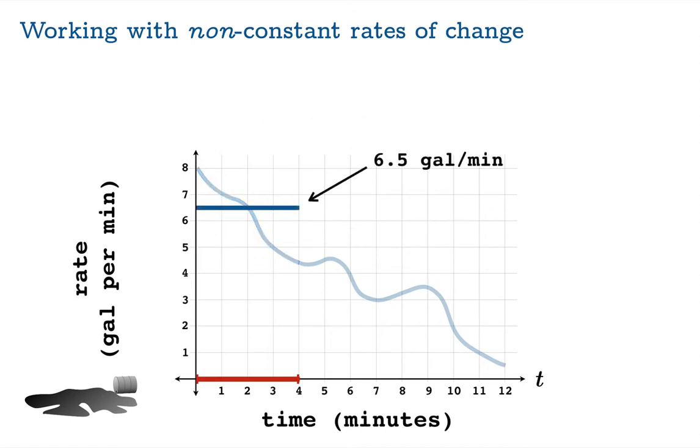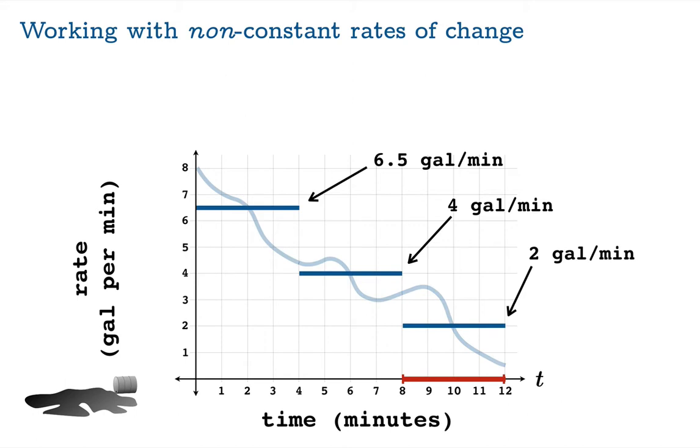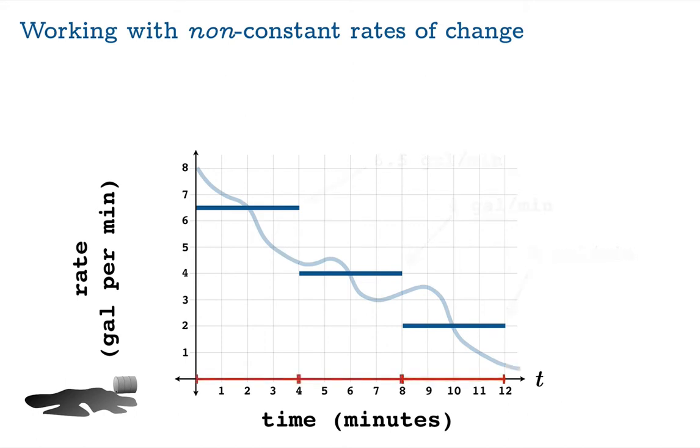So let's just pick something like 6.5, somewhere in the middle. We'll just pretend like the oil was leaking from the drum at a constant rate of 6.5 gallons per minute over that time interval. And similarly, over the time interval from 4 to 8, we'll pretend like it was leaking at a constant rate of 4 gallons per minute. And then finally, on the last interval from 8 to 12, we'll assume that the rate of leakage was 2 gallons per minute.